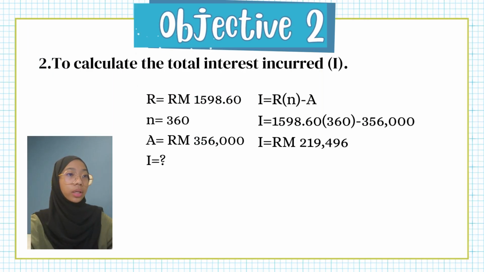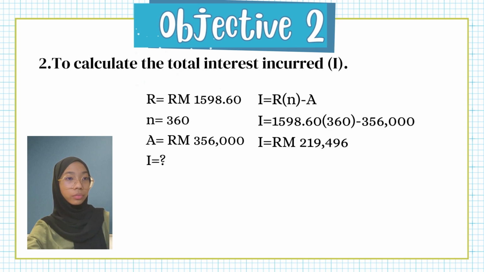Number 2, we need to calculate the total interest incurred, equal to I. So R we have 1,598 and 60 cents. The N equals 360. A equals 356,000 ringgit, and we need to find the I.